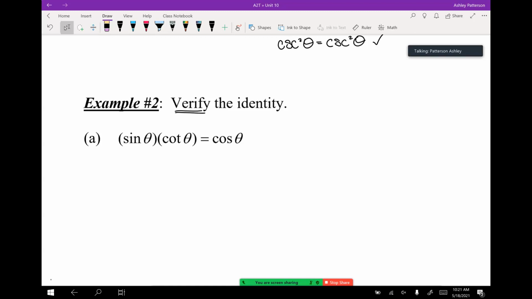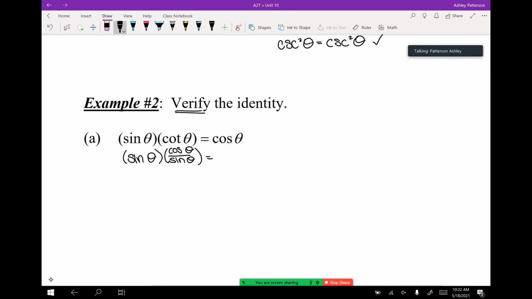Sine of theta, that's pretty straightforward. Cotangent of theta, since we're trying to get our terms to be cosine, well, bless you, let's rewrite cotangent into sine and cosine. We'll leave sine theta as is, but I'm going to rewrite cotangent to be the cosine of theta over the sine of theta. Again, I rewrote it because I'm trying to end up with just cosine of theta, so I want to make sure everything's in similar terms.